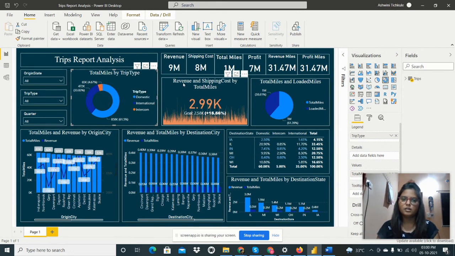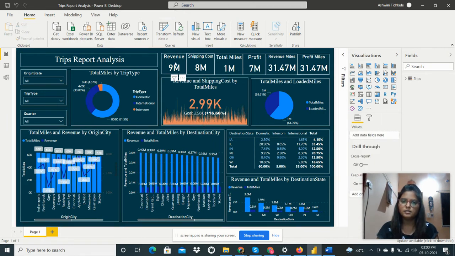Okay. Then this revenue and shipping cost by total miles. This is the KPI I have added, and in the KPI I have taken the indicator as revenue. The trend axis has total miles, and the target goes with the shipping cost. Then I will show you the cards, how I added the cards. I have added all these cards for revenue, shipping cost, total miles, profit, revenue miles, profit miles. Okay, so I will show you.